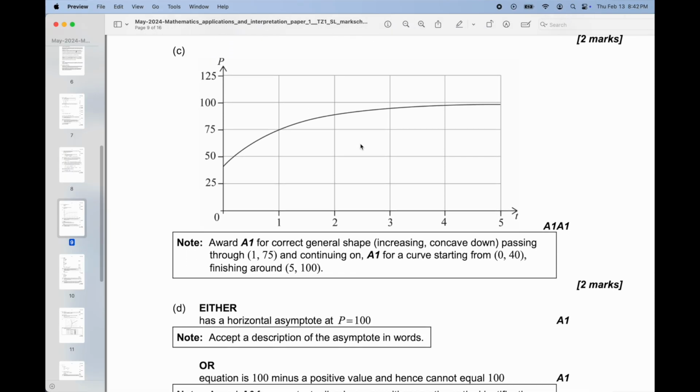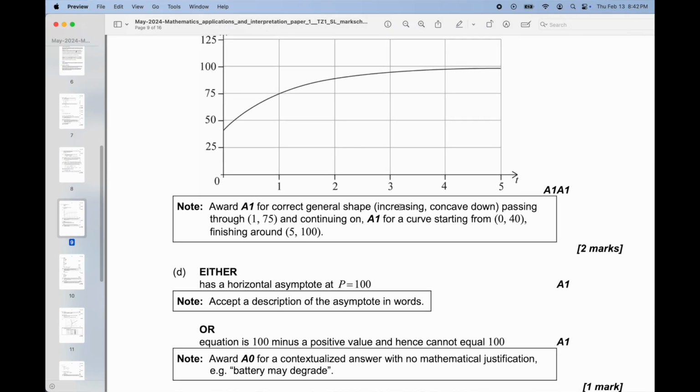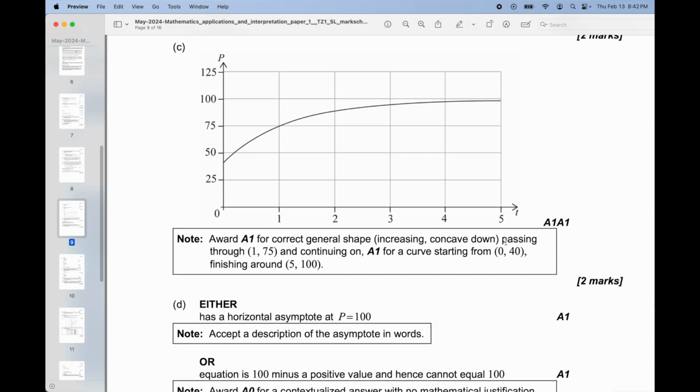So what are they looking for? For correct general shape, increasing and concave up. And then these are the 2 points that we should know, right? The 0 and 40, time 0 is 40%. And then at time 1, it's 75%. And then finishing around 100, so it gets increasingly close to this, what's called a horizontal asymptote. Yeah, all right. So that's what they're looking for. Initial value, this other value that we know, and then approaching this horizontal asymptote and smooth curve, of course.